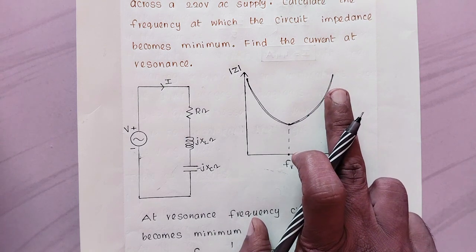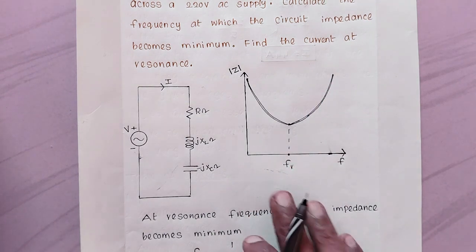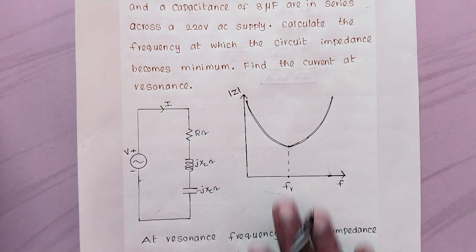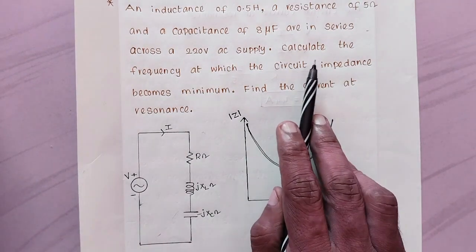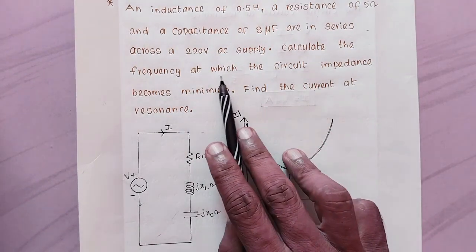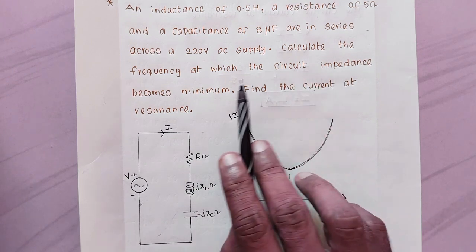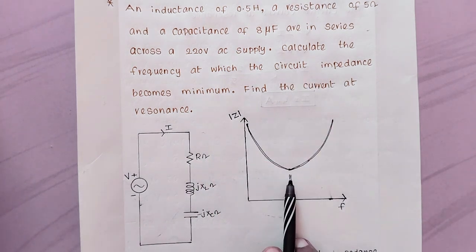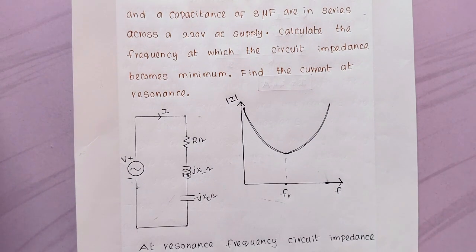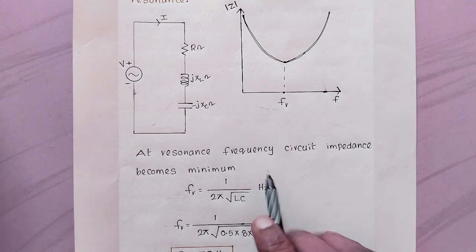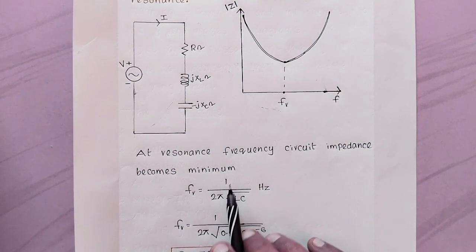So here he is asking us to calculate the frequency at which the circuit impedance becomes minimum. So circuit impedance is minimum at frequency FR. So FR is the resonance frequency. So at resonance frequency, circuit impedance becomes minimum.